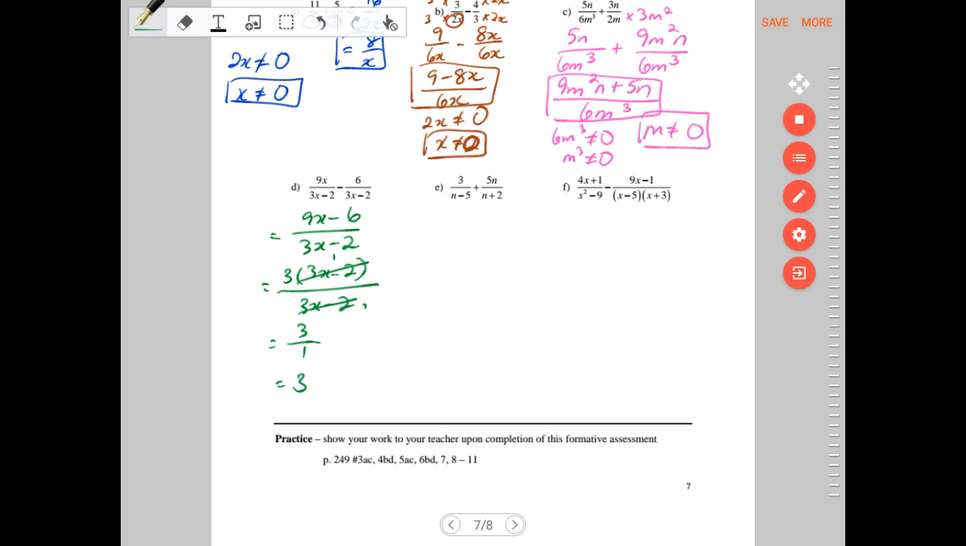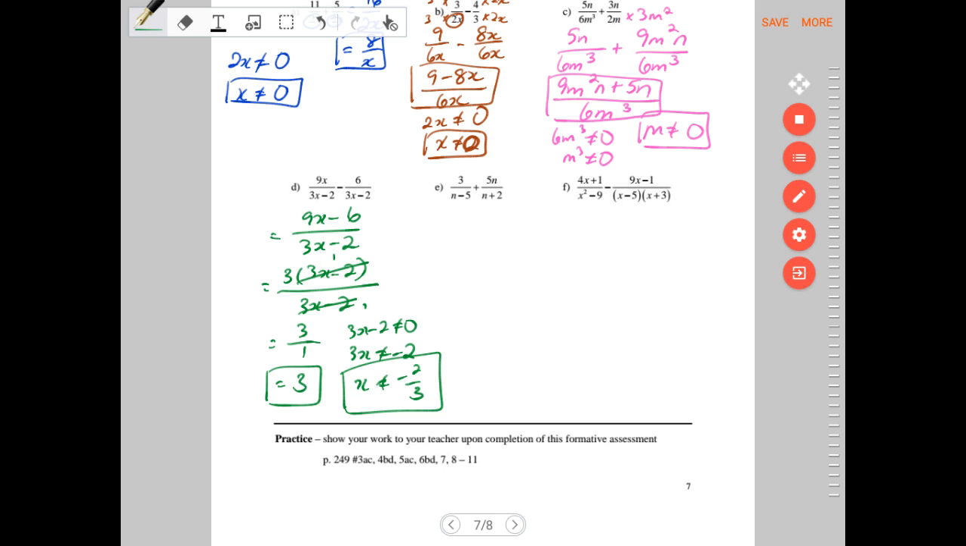Okay, NPVs: 3x minus 2 cannot be 0. 3x cannot equal negative 2, and x cannot equal negative 2 over 3. So there's my NPV. Because the denominators are the same, I only have to do this once. And there's my solution, 3.